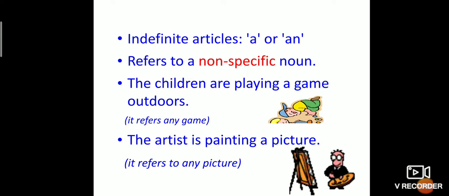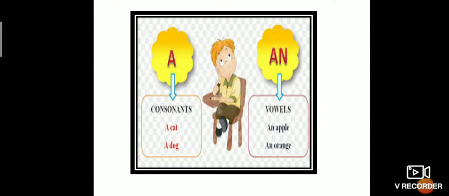Alright. The artist is painting a picture. So what is the artist doing? He might be painting some picture. So if we say a picture, it can be any picture. So it refers to any picture. That's why we used a picture. Clear? So whenever we are not specific to anything, any noun, we are not talking about any specific noun, we use a or an.